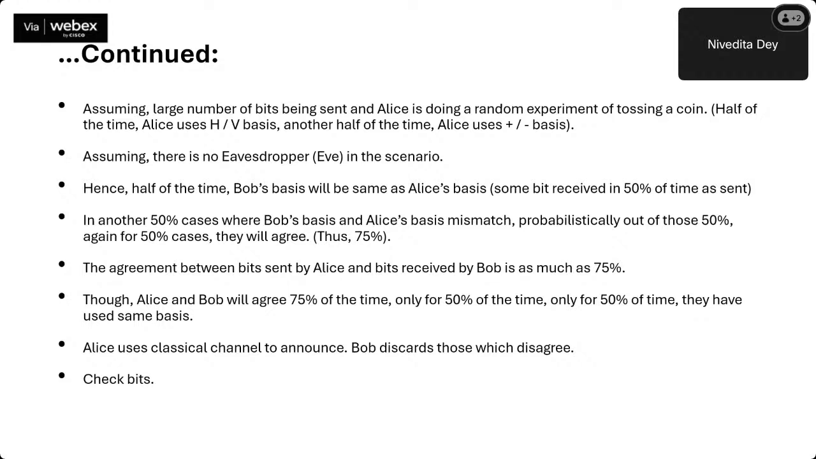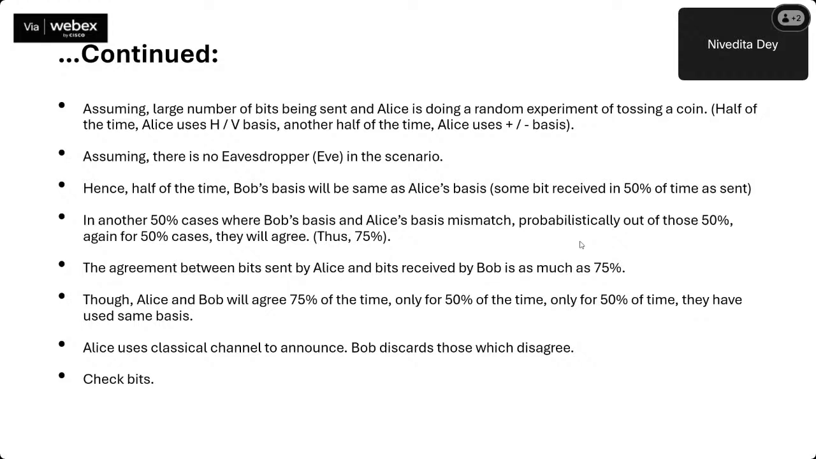So assuming a large number of bits being sent to Alice, and Alice is using a kind of random experiment of tossing a coin. That is, half of the time Alice uses the horizontal-vertical basis, half of the time she uses the plus-minus basis. Assuming also that there is no eavesdropper here. So initially, in this picture, whatever we have assumed is only between Alice and Bob. So Alice will be choosing a coin.